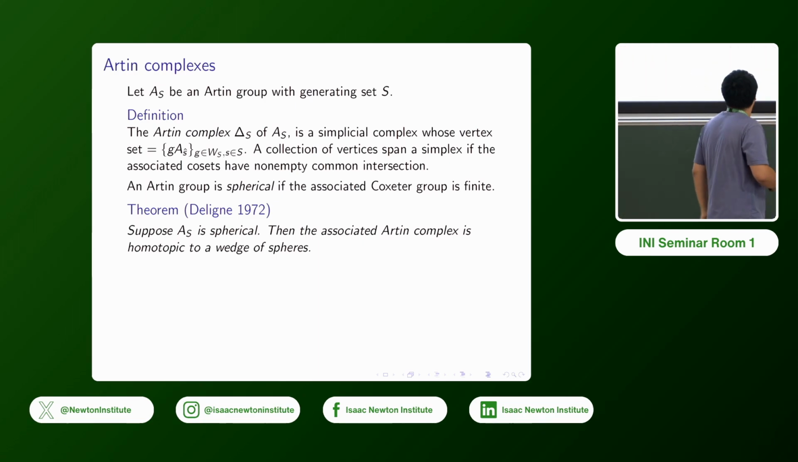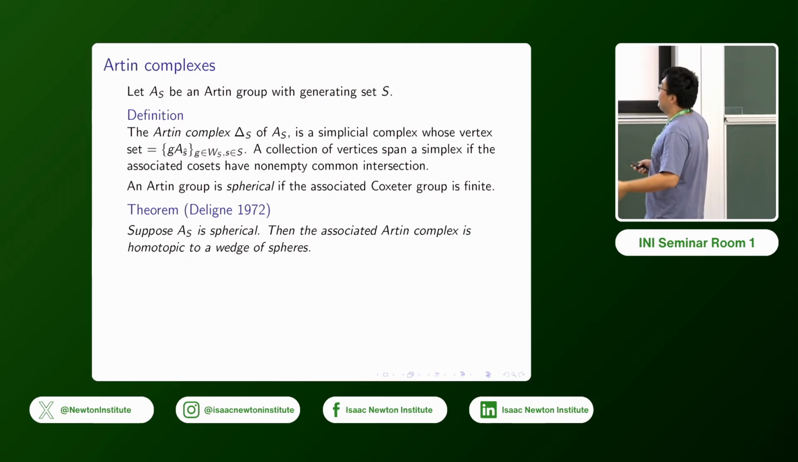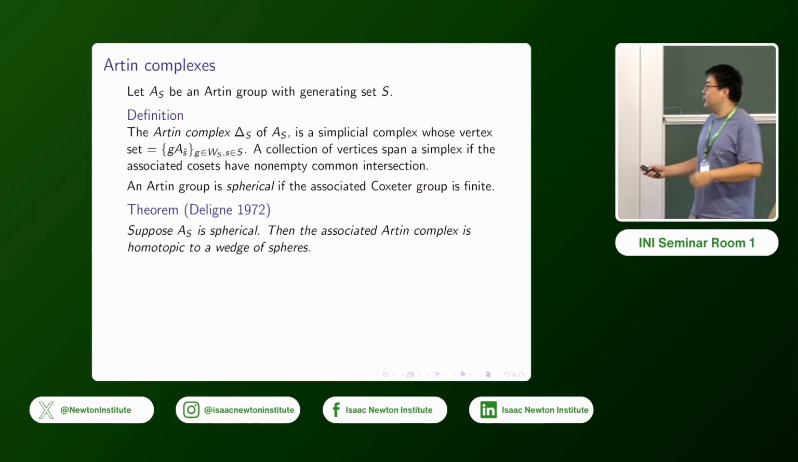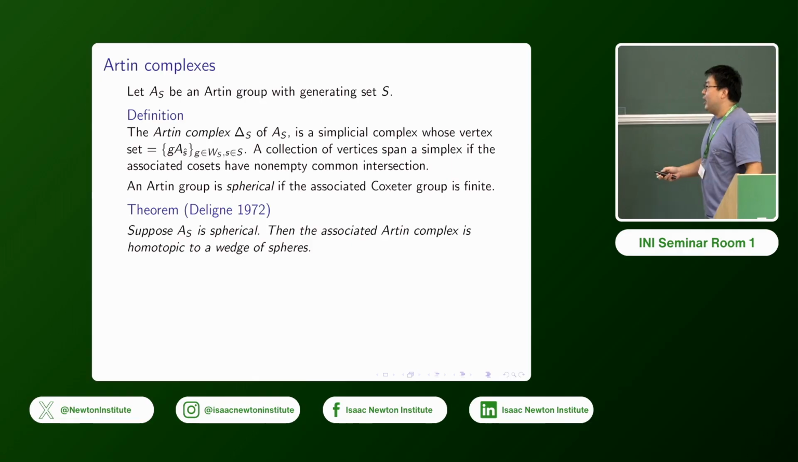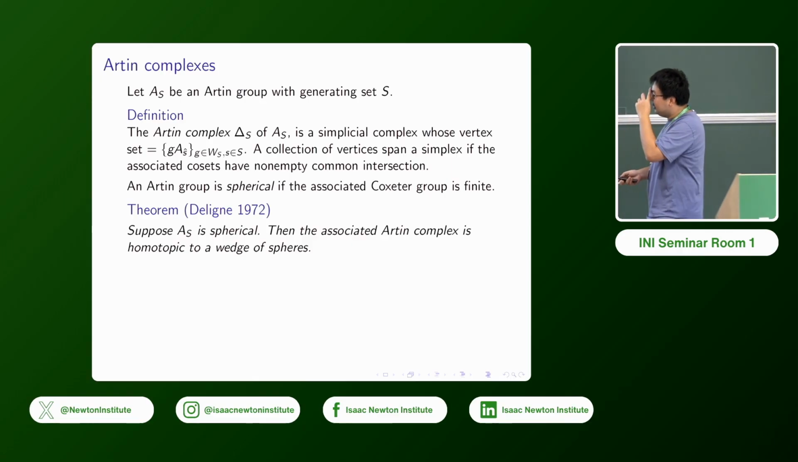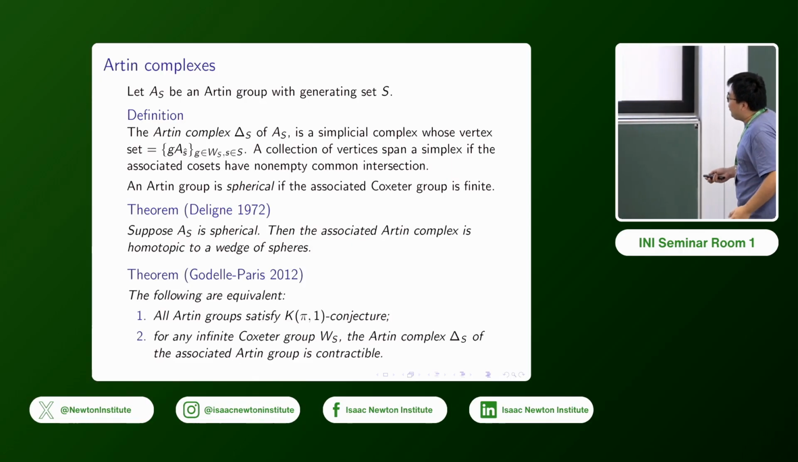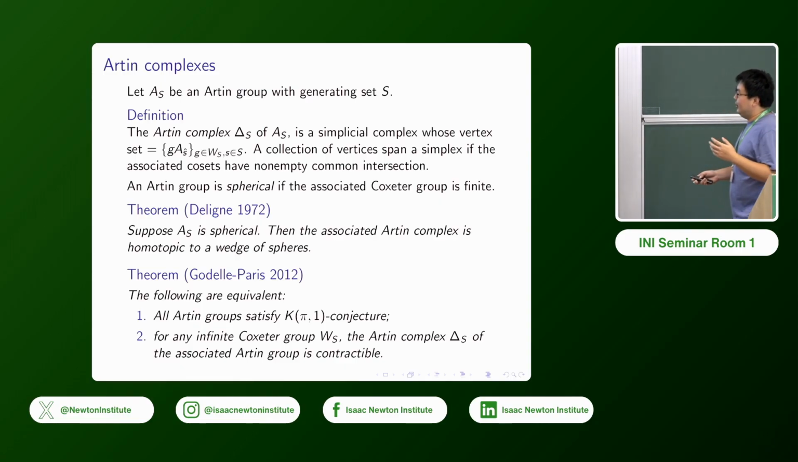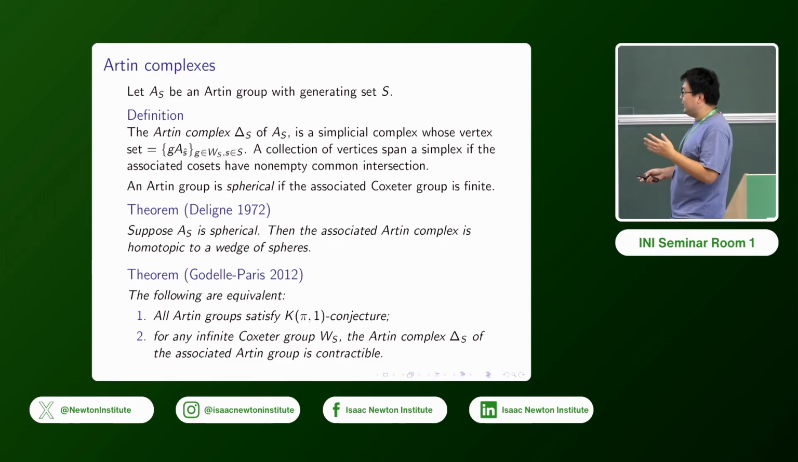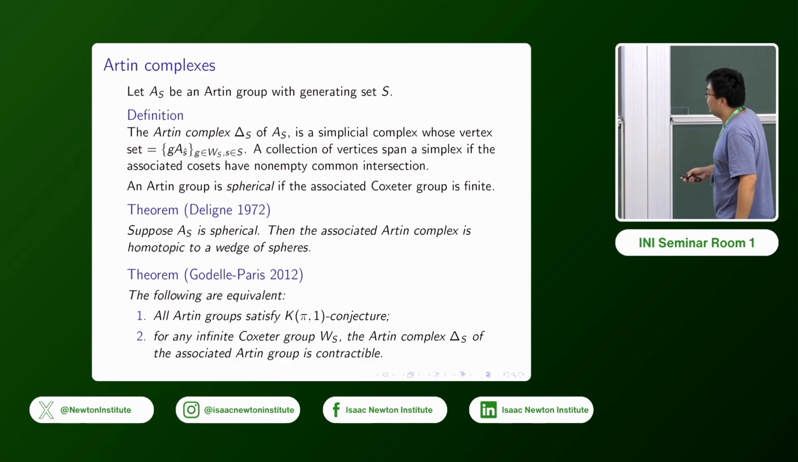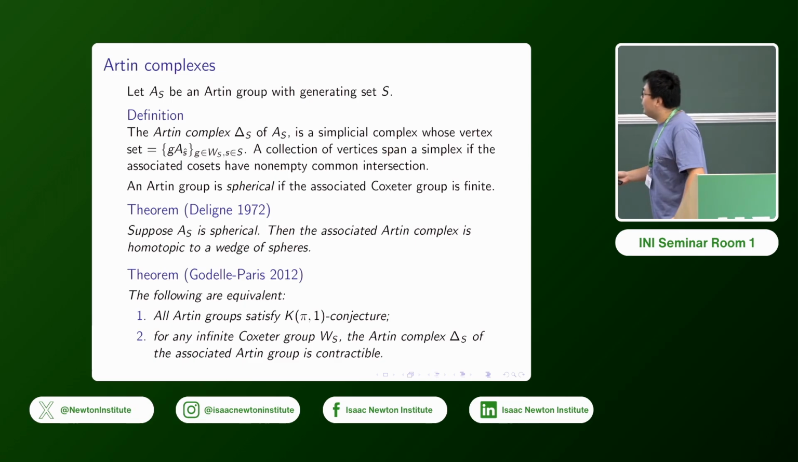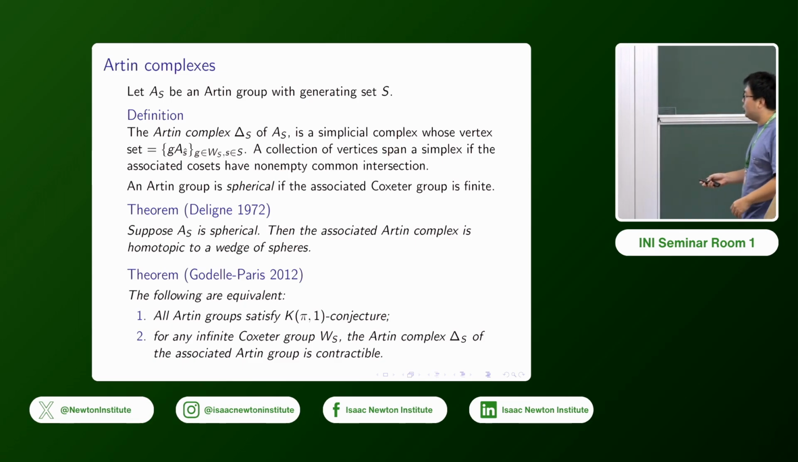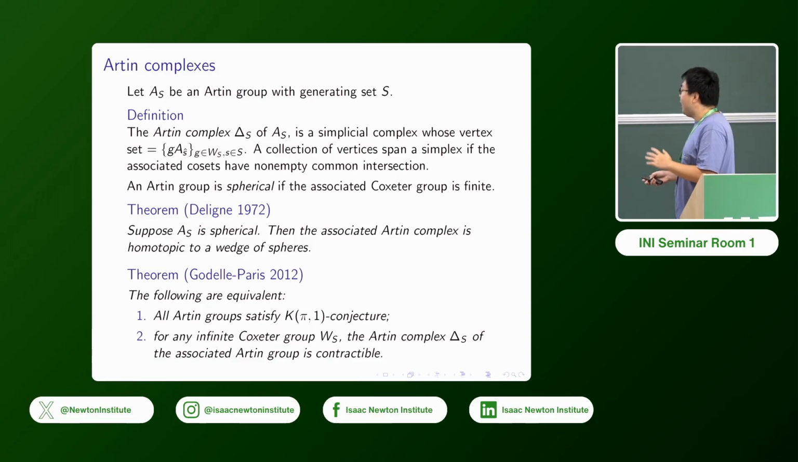That also gives you a rough idea why here I have a wedge of infinitely many spheres rather than one sphere, because there's lots of branching going on in the Artin complex. Now by analogy, you would expect that if the Coxeter group is infinite, then the Artin complex would be contractible. There's a theorem by Godelle and Paris that this exactly corresponds to the K(π,1) conjecture for Artin groups. So this is a reformulation of the K(π,1) conjecture for Artin groups. All you need to do is show that whenever you have any infinite Coxeter group, the Artin complex is contractible.